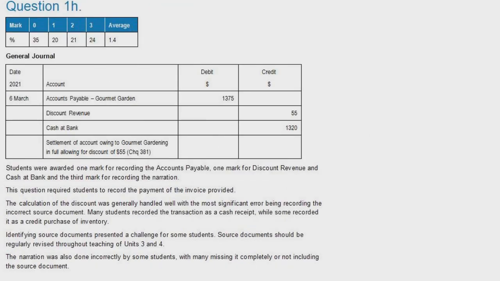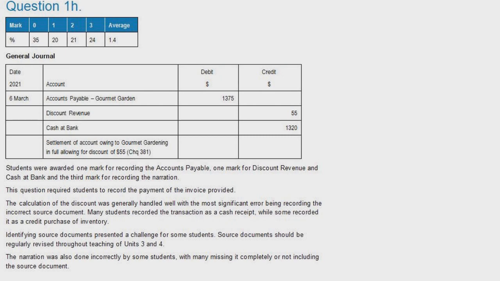And then H, when it comes to recording the payment of the invoice, remember there was a discount involved. So as I said earlier, your debit is accounts payable and your credits are discount revenue and bank, or cash at bank. Is there anything else I need to tell you for the upcoming SAC?